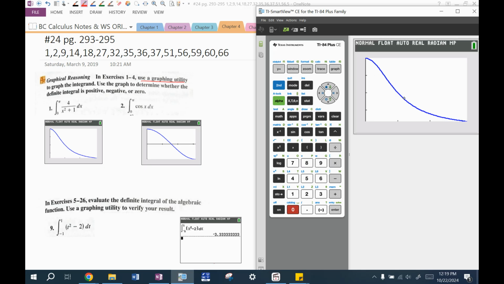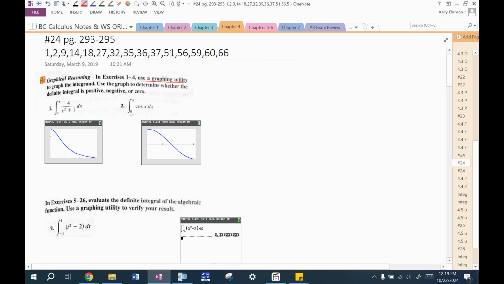Because these values are positive, you can be sure by tracing all of these values are positive. This will be a positive area. So the integral from 0 to pi of 4 over x squared plus 1 dx will be greater than 0 because the entire graph is above the x-axis.